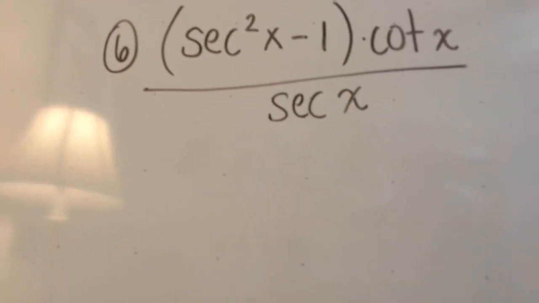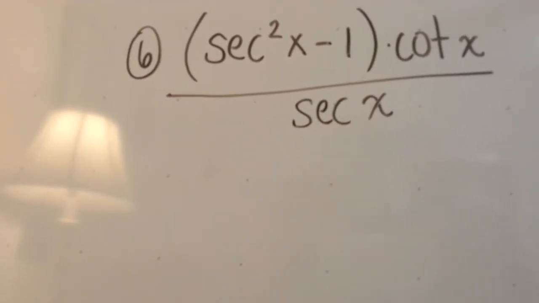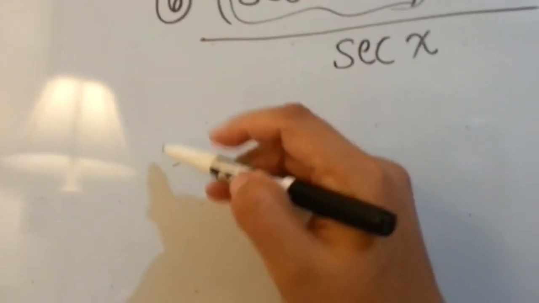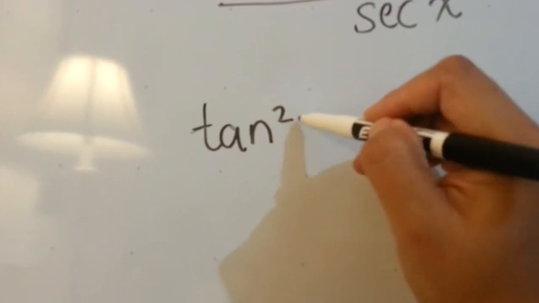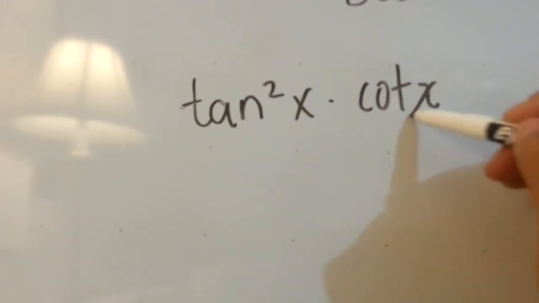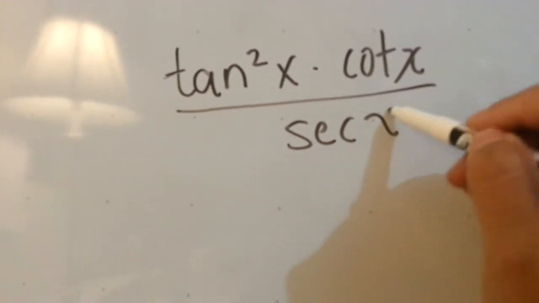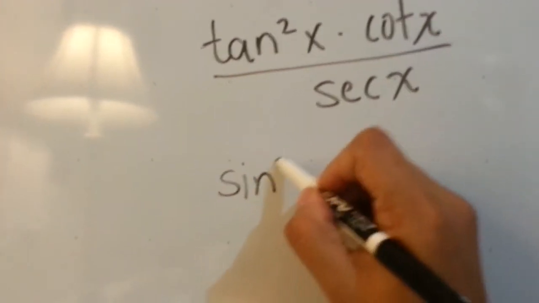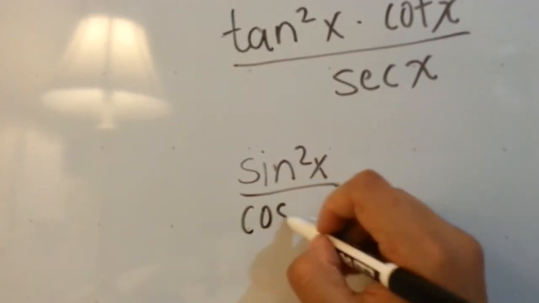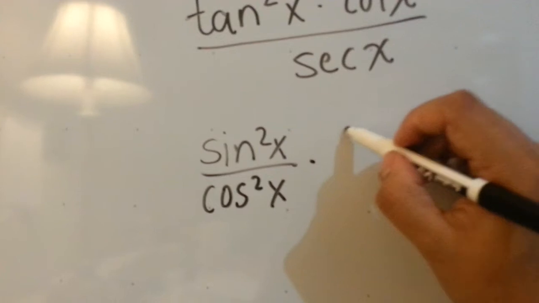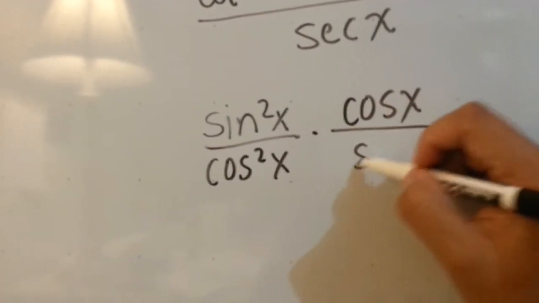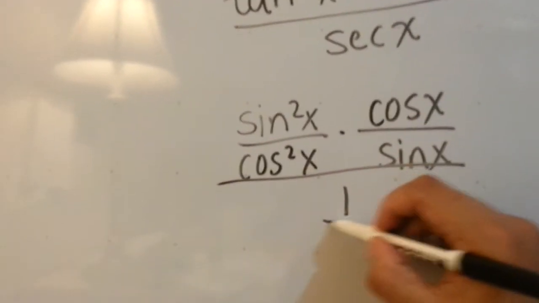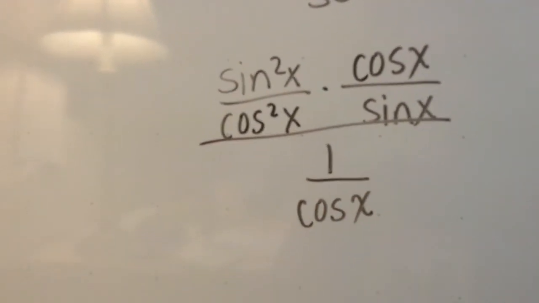Alright, this is problem number 6, and the first thing you need to realize is that secant squared x minus 1 is equal to tangent squared x. So this is tangent squared x times cotangent x over secant x. Okay, and let's change everything to sines and cosines. Tangent squared x is sine squared x over cosine squared x, times cosine x over sine x for the cotangent, over 1 over cosine x.